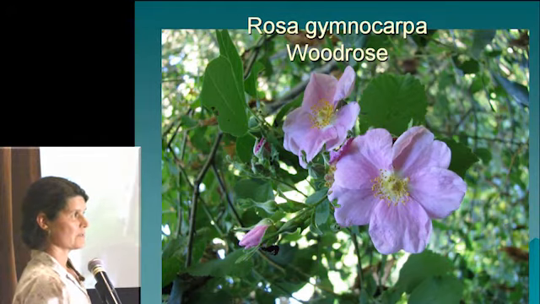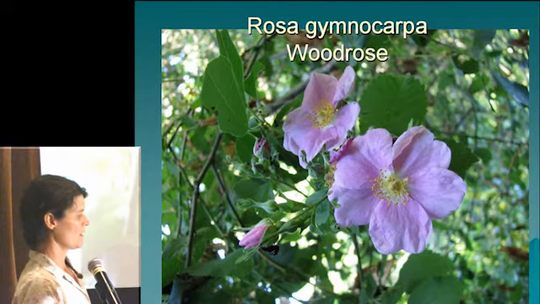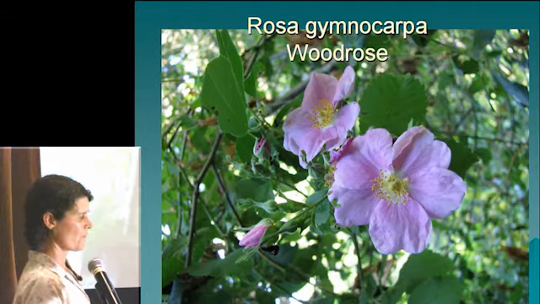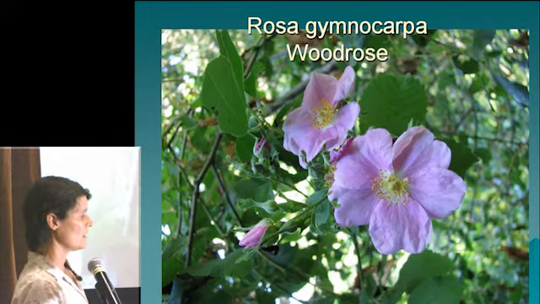Then we have Rosa gymnocarpa. It's a deciduous shrub. It gets maybe 4 feet at the max. It's more delicate than the Rosa californica, and it's a great understory plant for any riparian area.